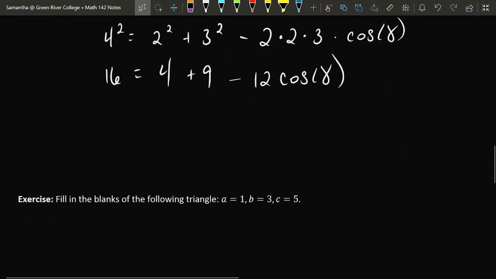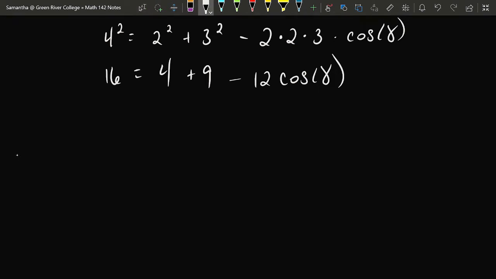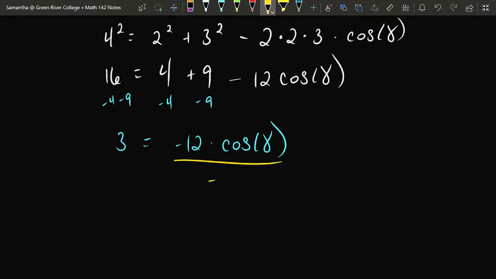Now, let me work on solving this equation for gamma. If I isolate the cosine function, the first thing that I will need to do is move aside this added 4 and added 9. So 16 minus 4 is 12. 12 minus 9 is 3. Now I need to get rid of this multiplied negative 12 on the far right side, and to get rid of a multiplied number, we divide.